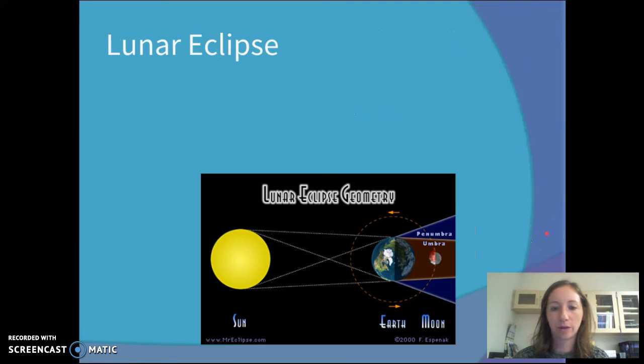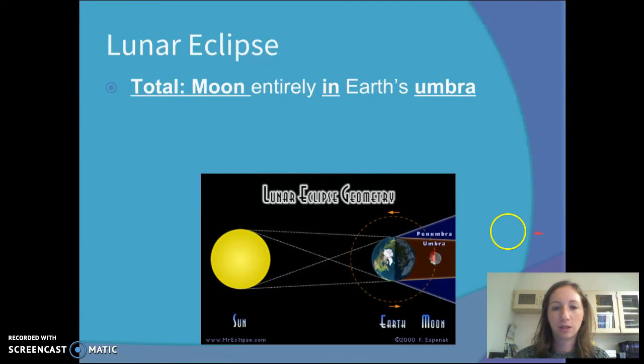So to see a total lunar eclipse, the moon has to be entirely in the Earth's umbra, that darkest part of the shadow. And notice because the Earth is so much bigger than the moon, it's much easier to get within that umbra. It's much larger than the moon's umbra. Okay, so really everyone on the dark side of the Earth at this point can see this eclipse happening, because the moon's within the umbra.